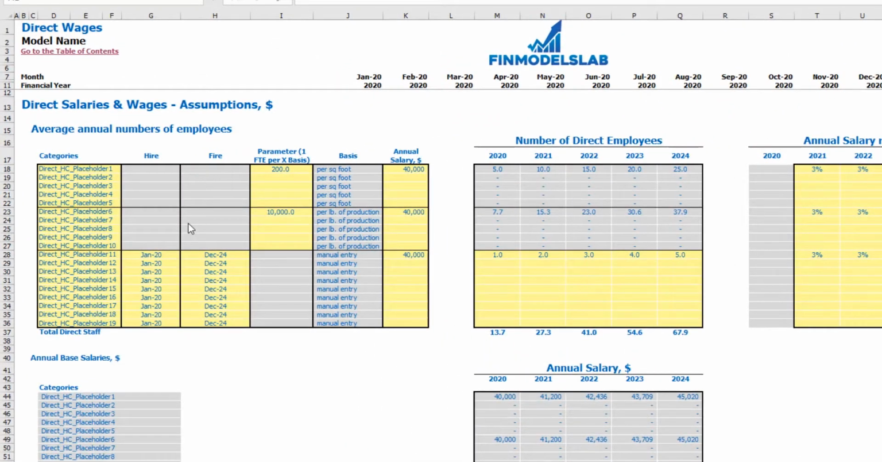On the direct wages tab, you may input your direct wages assumptions. You have up to 19 categories broken down by 3 sections. Let me show you how it works. So first 5 direct headcounts you can adjust as a parameter, means that 1 FTE per basis, and the basis in this case is per square foot. And this can be 1 FTE per 200 square foot, or it can be 1 FTE per 150 square foot for the type number 2. And depending on the acreage, you will have the calculation of direct employees here.